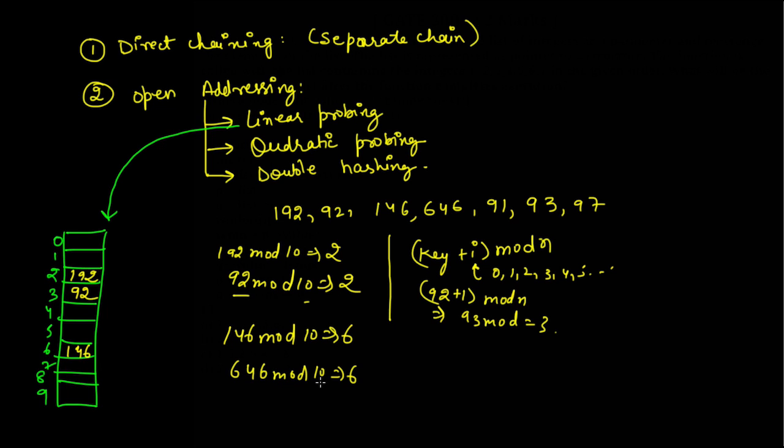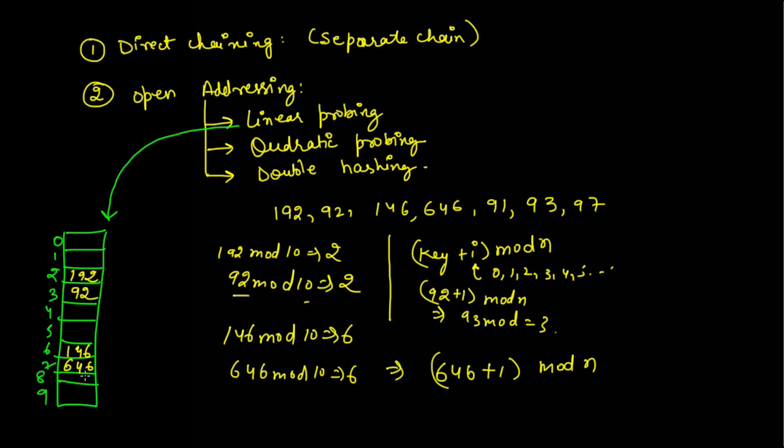That is, you are going to increase the value of I. So the next time this will be 646 plus 1 mod n, which is going to give us the location which is 7. Therefore this 646 will be stored at the location 7, right?